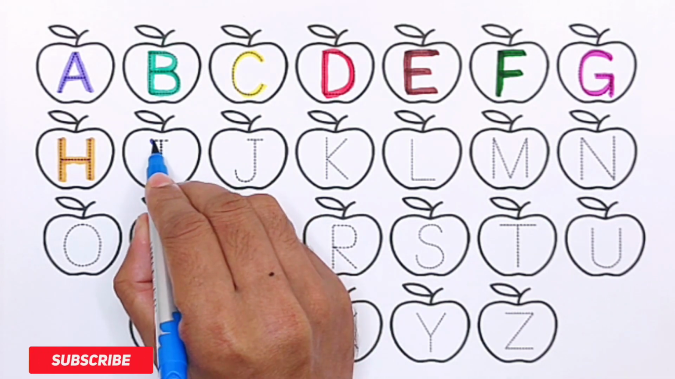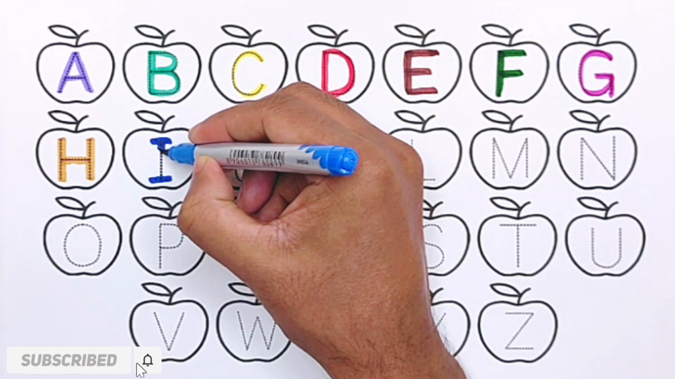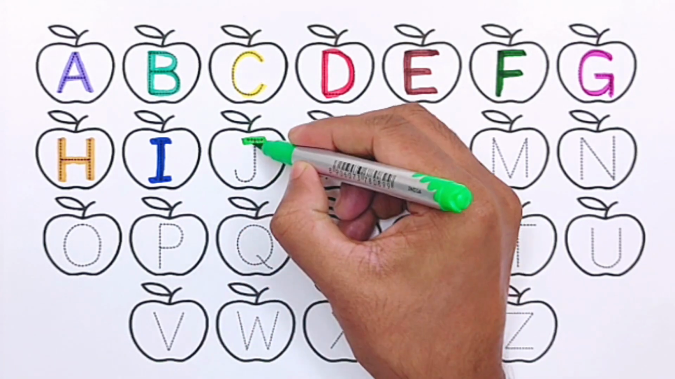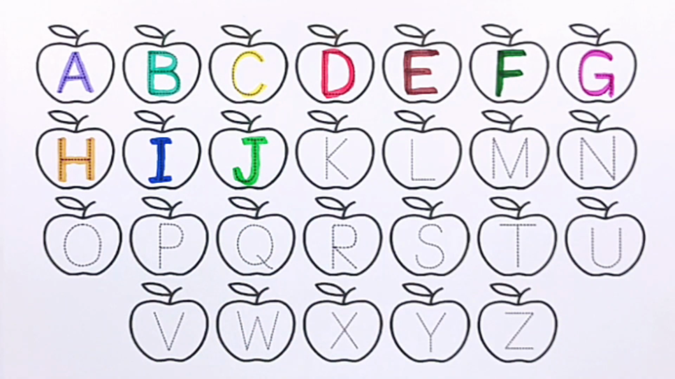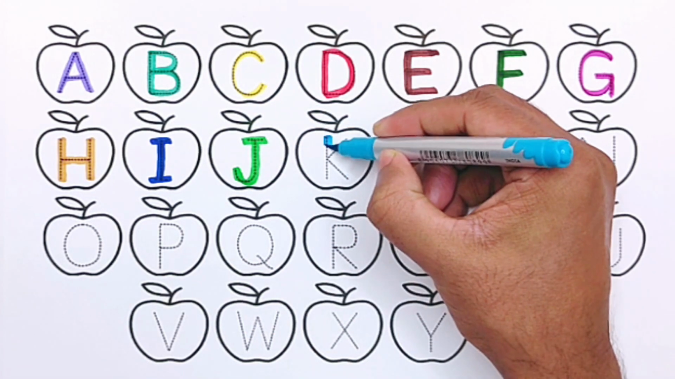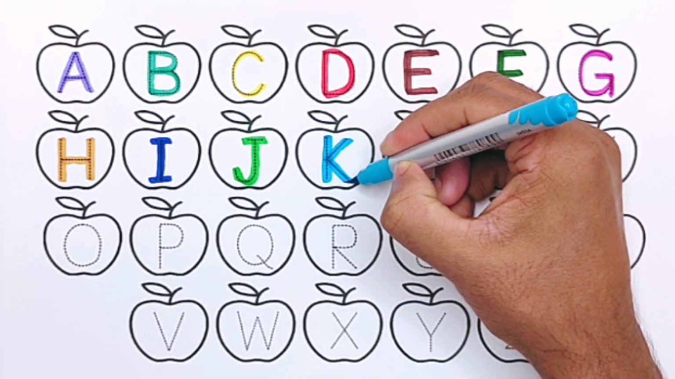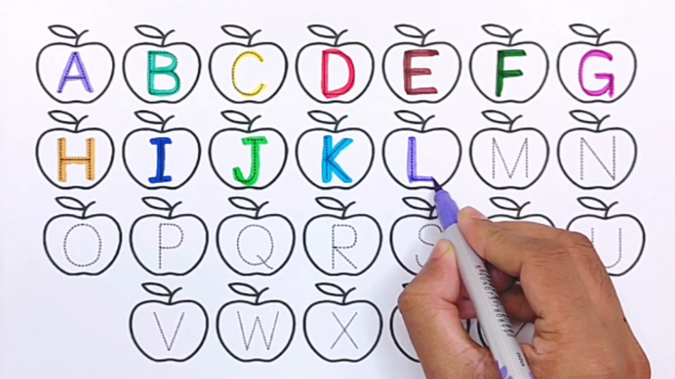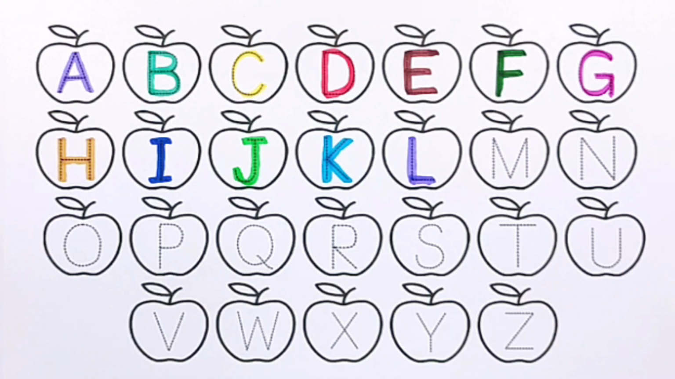Blue color. I for Iceland. Light green color. J for jelly. Sky blue color. K for kangaroo. Purple color. L for lion.